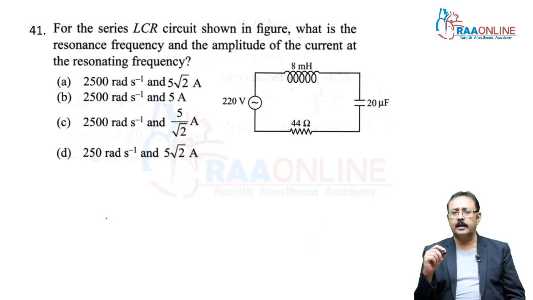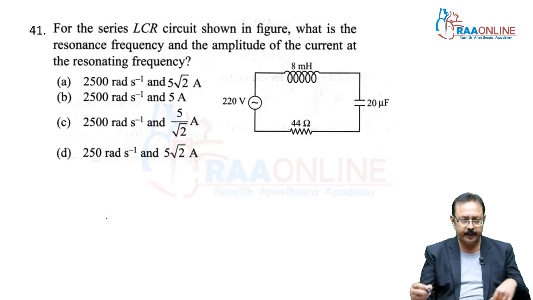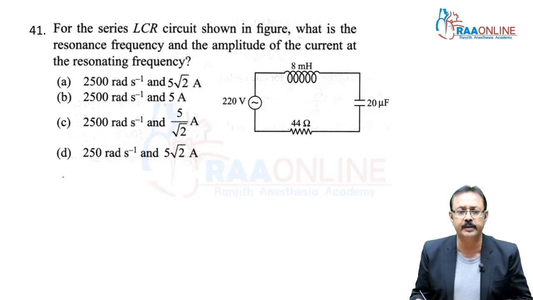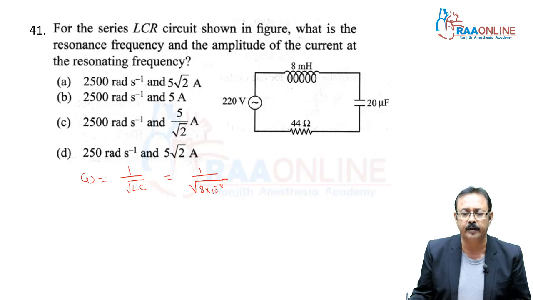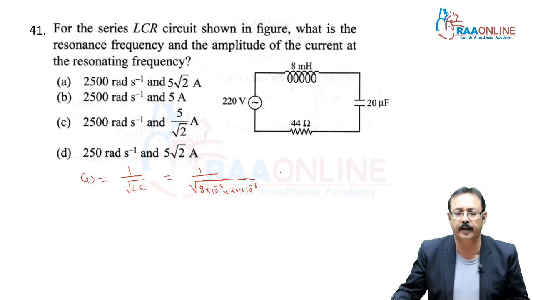Now next, 41st problem. For the LCR circuit, what is the resonant frequency and the amplitude of the current at the resonant frequency? We know that the angular resonant frequency is 1 upon root LC. L is given as 8 millihenry; milli means 10 to the power minus 3. C is 20 micro; micro means 10 to the power minus 6 farad. So what do we get for omega?